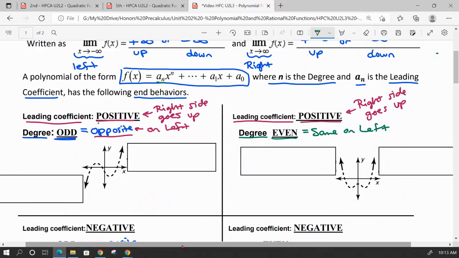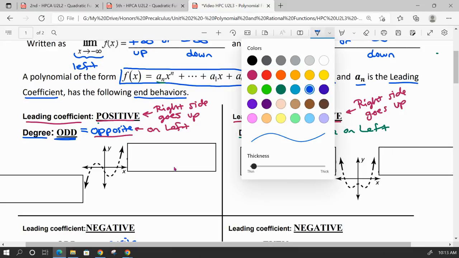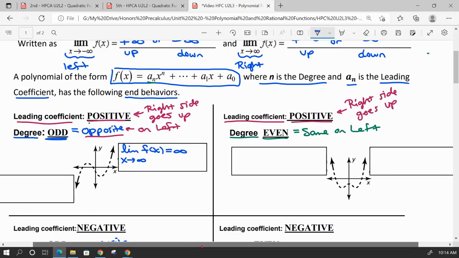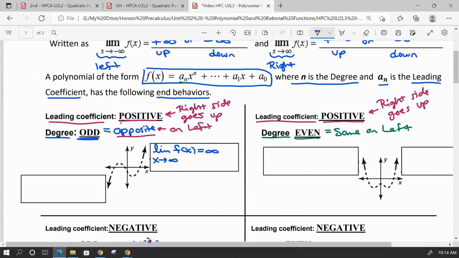All right, as far as describing them, if the right side is going up, then you would say the limit as x approaches infinity, f of x equals infinity. So the limit of the function on the right side is positive infinity. On the left side, let's go back to here. Then the limit as x approaches negative infinity of the function would equal negative infinity because it's going down on the left.